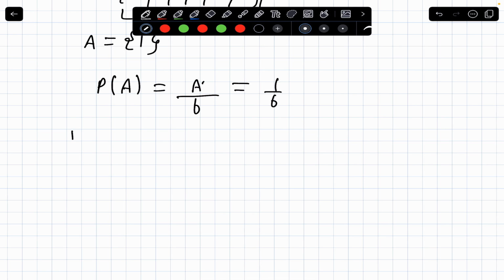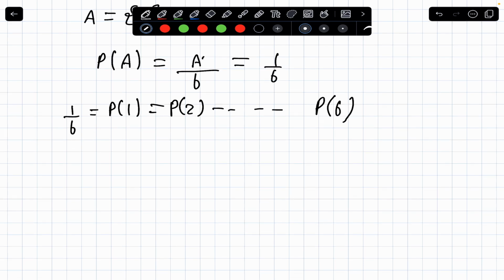Okay, so 1 by 6 will be the probability for all of them: the probability of getting 1, the probability of getting 2, and so on till the probability of getting 6. It will be the same for us. It will always be the same for us.